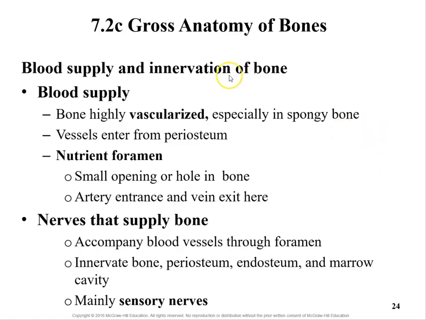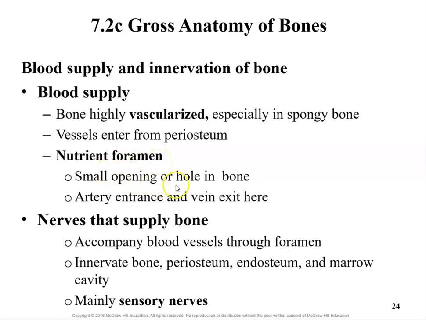Unlike cartilage, which is avascular or lacks blood vessels, bone is highly vascular, especially spongy bone. You're going to see vessels entering from the periosteum, right? We said the periosteum anchors them in place. There are sometimes little holes in the bone called nutrient foramina, or a nutrient foramen as the singular.